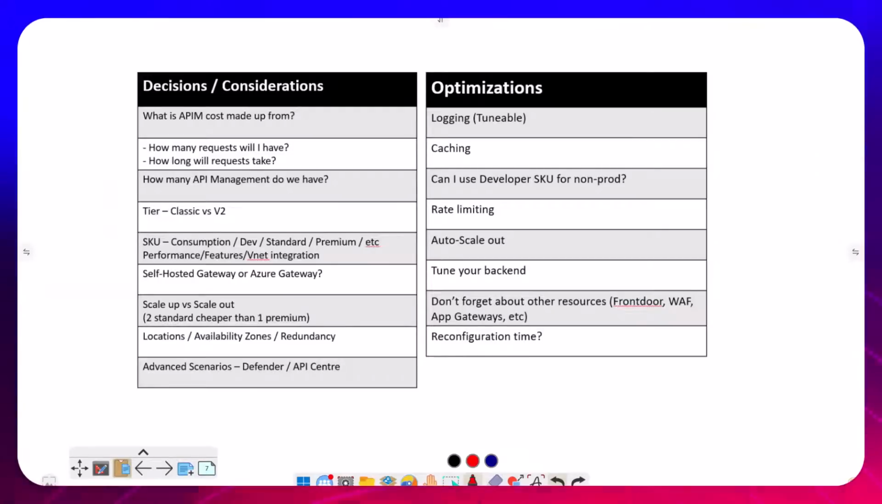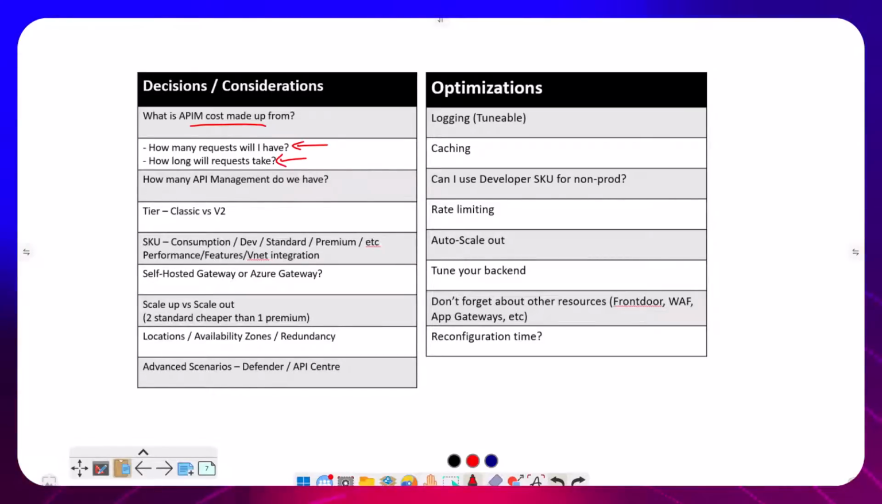Now, what I wanted to do next was talk about some of the considerations and optimizations that we have to think about for APIM. So we've talked already a little bit about what the APIM costs are made up of. Usually it's going to be that fixed price per hour for the host, but obviously the V2 tiers have that additional per request charge when you go beyond a threshold. So one of the key factors when I'm thinking about how much it's going to cost is going to be how many requests will I have. The second factor is also going to be how long will my requests take.